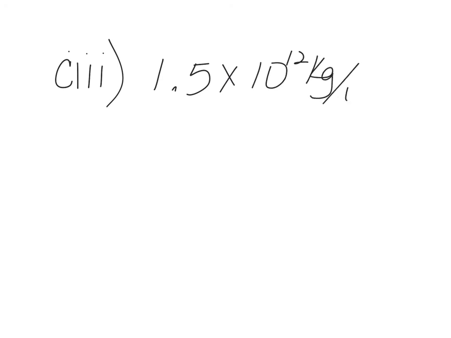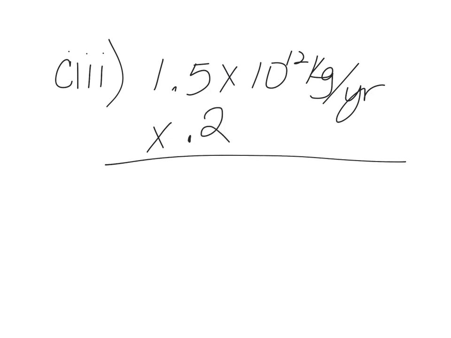So once again, we are going to take the answer to the previous problem, 1.5 times 10 to the 12th kilograms per year. Once again, no double jeopardy, so if you got the answer wrong in C2, but you use the wrong answer correctly in C3, then you would still get the points for C3. All right, so it says 20% less, so it's asking us to calculate how much less. So 20% is 0.2, so I'm going to multiply this by 0.2.